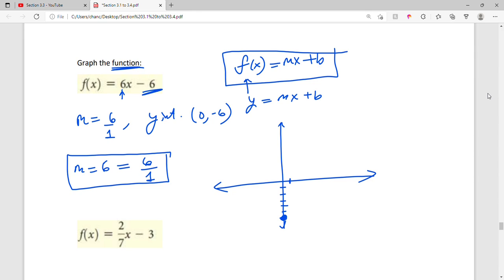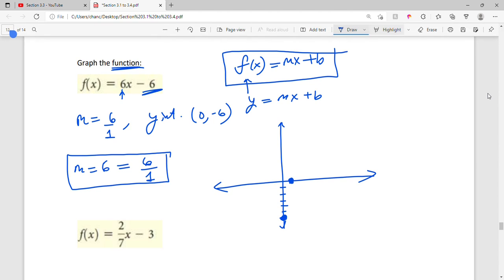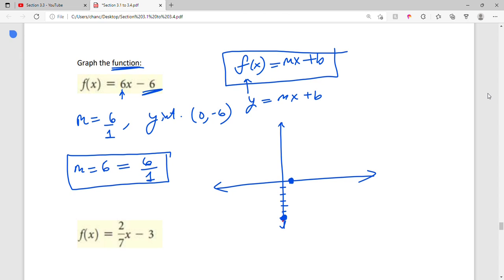So we have a rise of 6 and a run of 1. And this is going to be our line, f of x equals 6x minus 6. Let's sketch our graph. And that's it. That's our line. So it's very similar to linear notation, except we're using f of x instead of y.